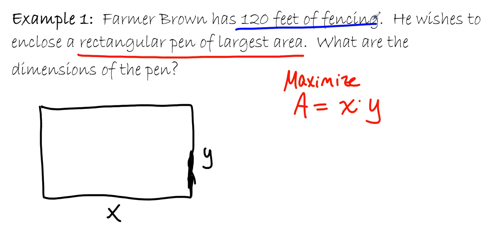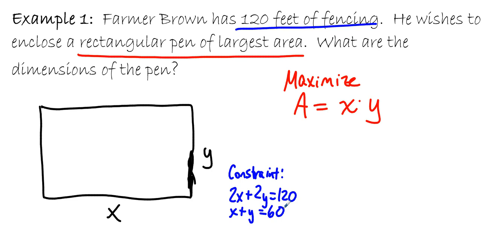There is 120 feet of fencing. So because there is 120 feet of fencing, we know that 2x plus 2y is 120. This is what we call a constraint. And that means that x plus y is equal to 60. Hope that arithmetic isn't too bad. Which means that we know what y is in terms of x. y is 60 minus x.